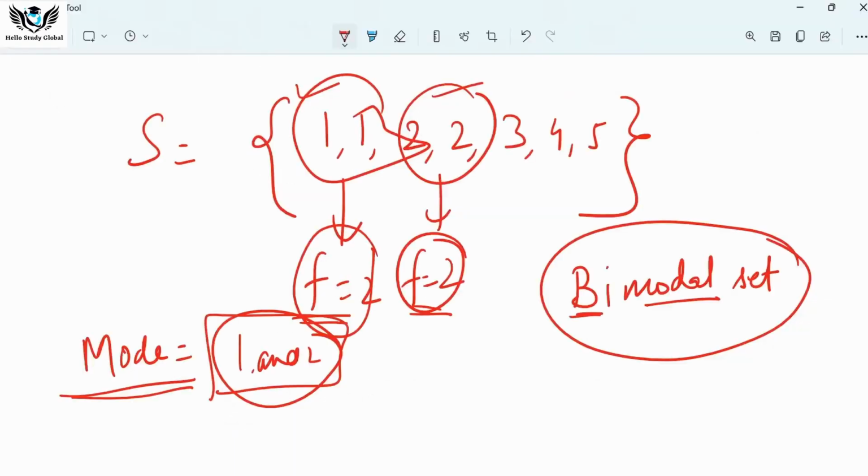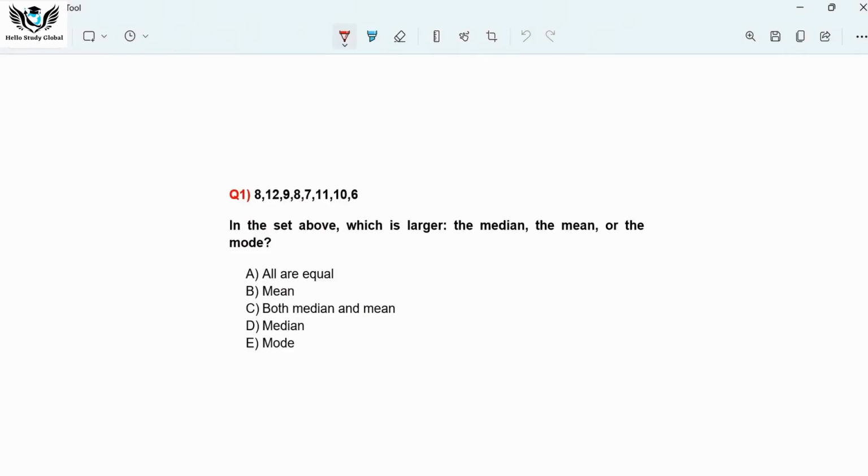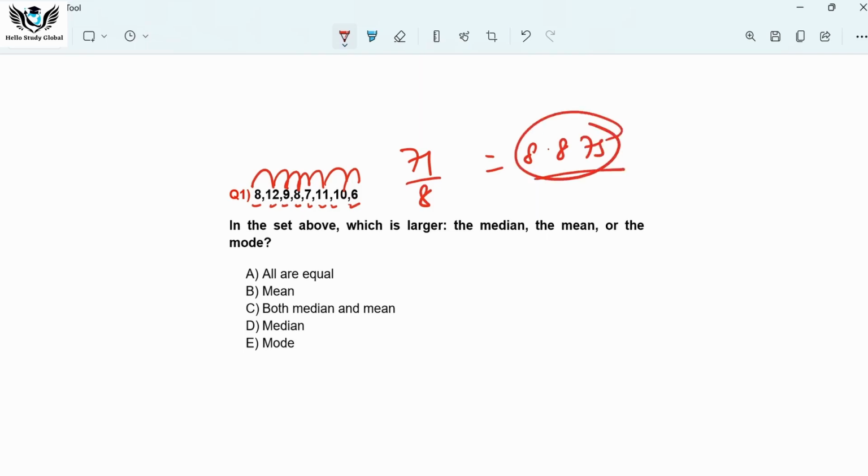So mean is simply the average of terms. So 8 plus 12 is 20, plus 9 is 29, 29 plus 8 is 37, 37 plus 7 is 44, and 55, 65, and then 71. 1 2 3 4 5 6 7 8 terms are there. Then 71 divided by 8, that comes out to be 8.875. I think this would be the highest.